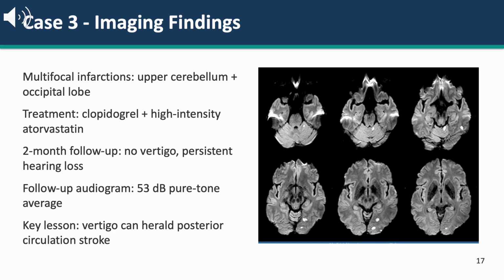Two months later, he had no vertigo but still had hearing impairment in his left ear, with a follow-up audiogram documenting persistent left sensorineural hearing loss with a pure tone average of 53 decibels. Perfusion CT showed that perfusion deficits remained in the left cerebellum. This case powerfully illustrates that sudden hearing loss with vertigo can be a harbinger of posterior circulation stroke from vertebral artery dissections.